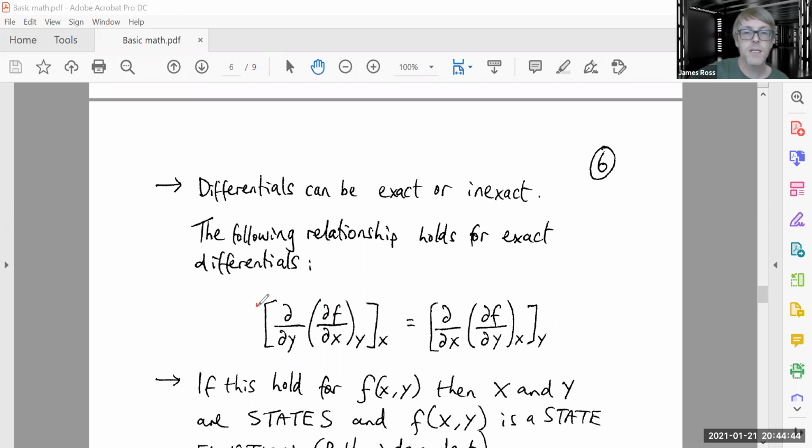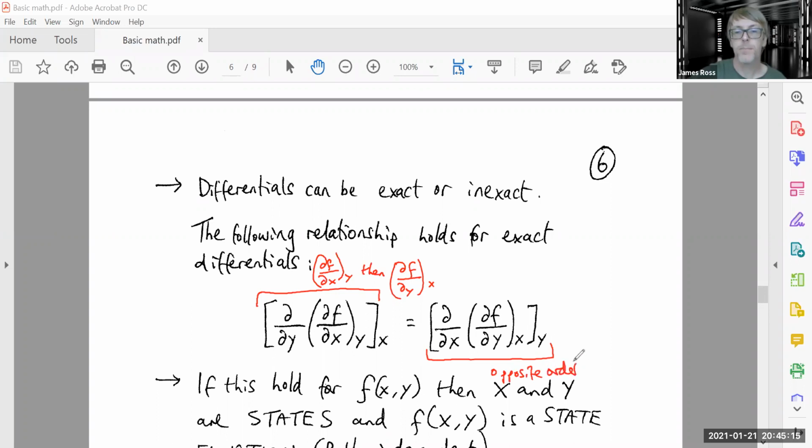So this basically says: df by dx at constant y first, and then do df by dy and do that last. This is the opposite way around. And if we have exact differentials, the order doesn't matter.